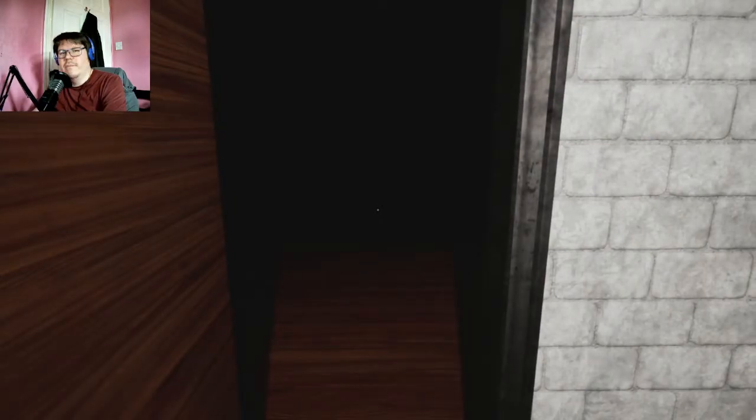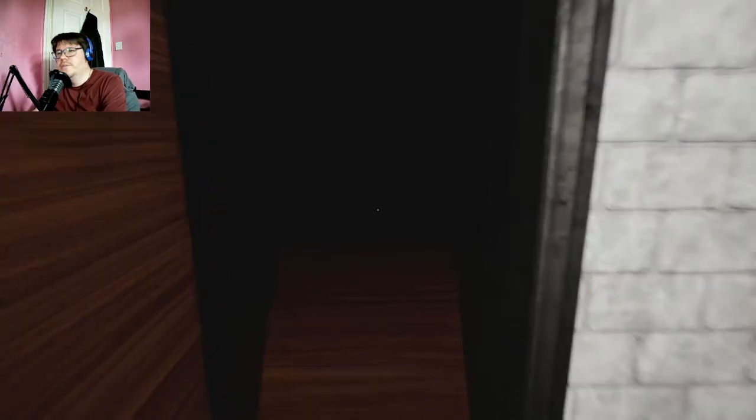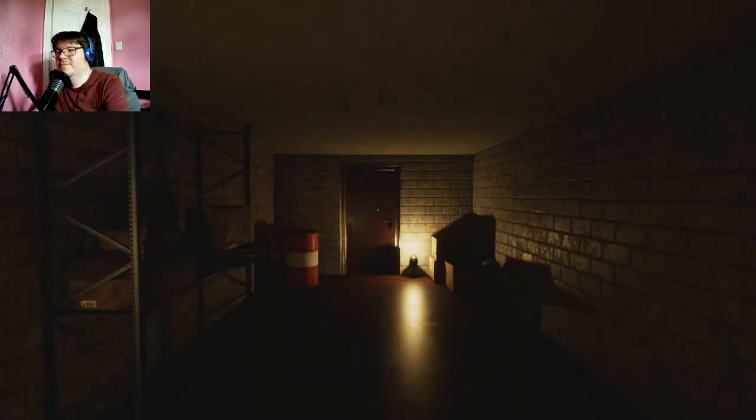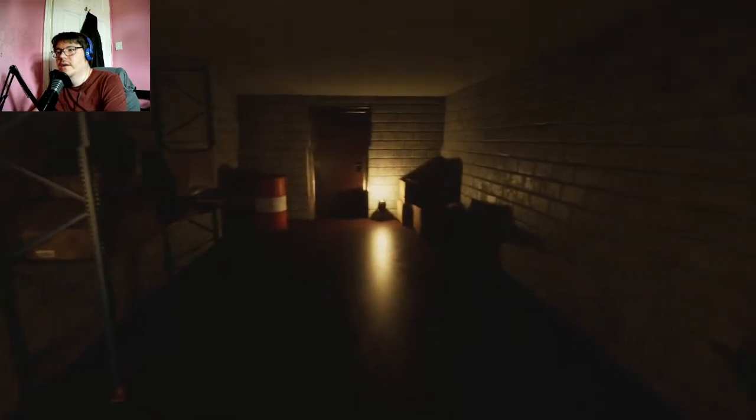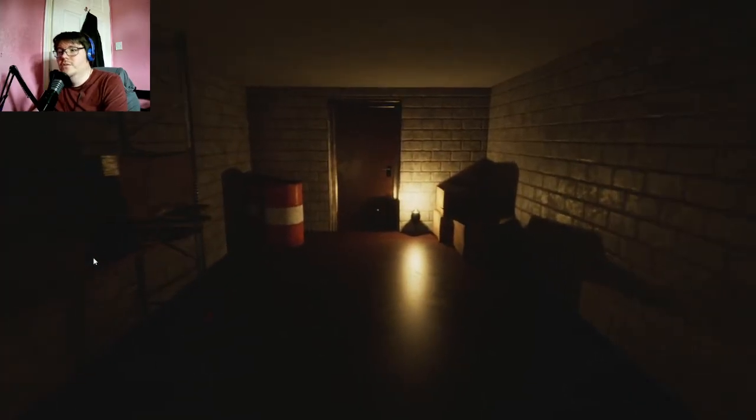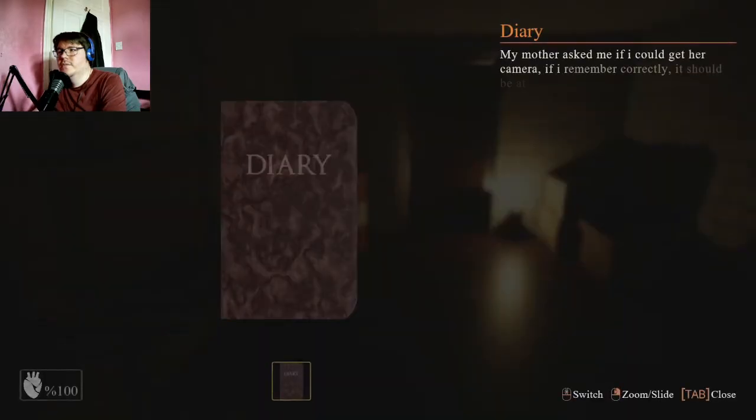So it's a shed. We've got to find a camera. That's the only information it says on the itch.io page. Oh, that was loading us into the game. Have we got any? Oh, we've got no options. Diary update. Tap to check. My mother asked me if I could get her camera. If I remember correctly, it should be at the end of this shed.